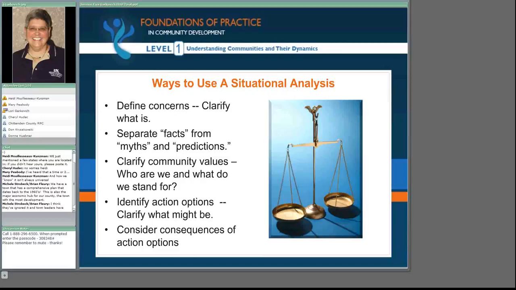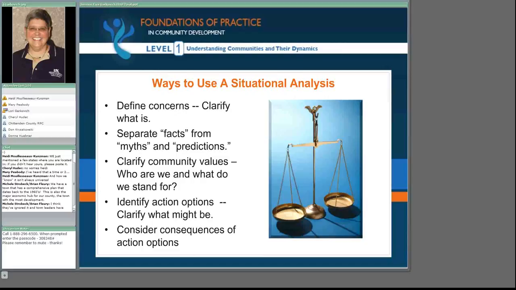So ways to use a situational analysis, the techniques I'm going to suggest to you, you can use them to actually define what the concerns are, to clarify what is going on in this community or in this place. What is the thing that brought us together? What is the nature of the problem?